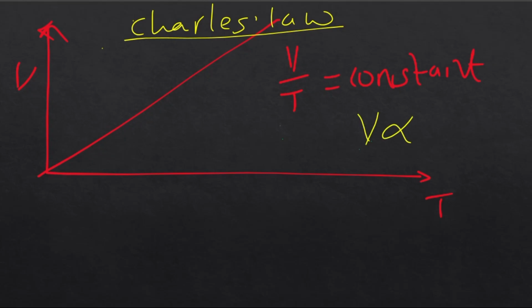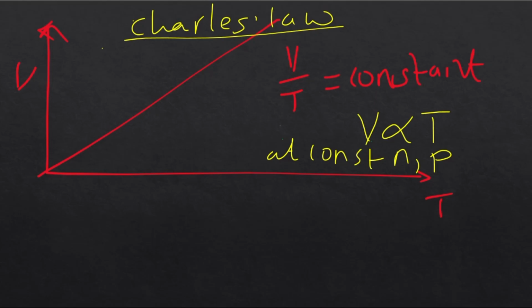V is directly proportional to T at constant n and P. I'm adding the n there for a reason. The amount of the gas present affects the volume. So if you introduce more gas into the system, the volume changes and you won't get a true relationship between the volume and the temperature that you want. So we keep both constant and we vary temperature and see what happens to volume.